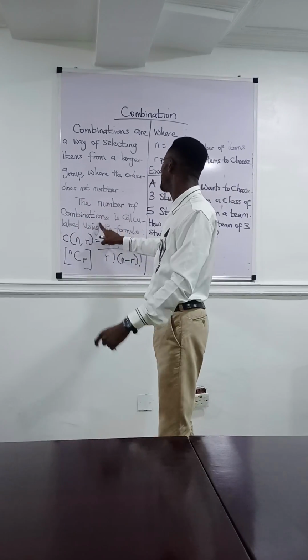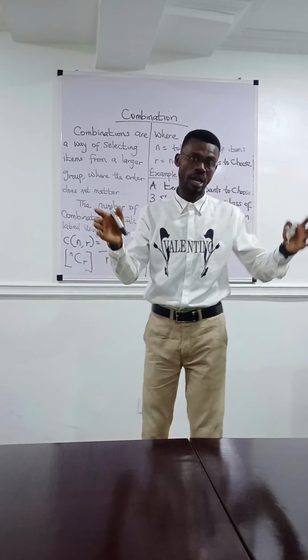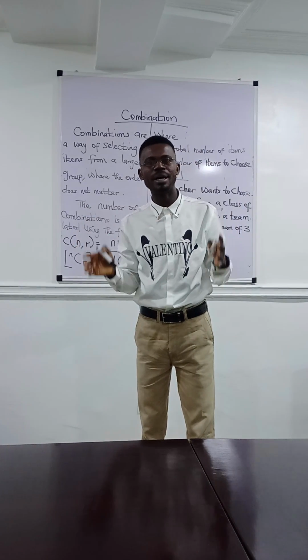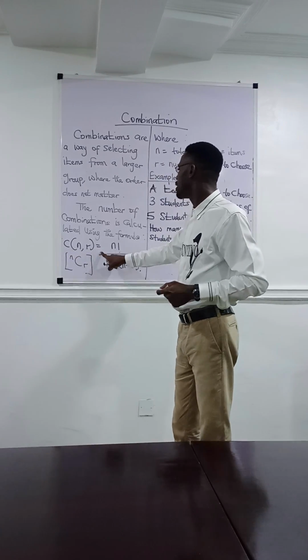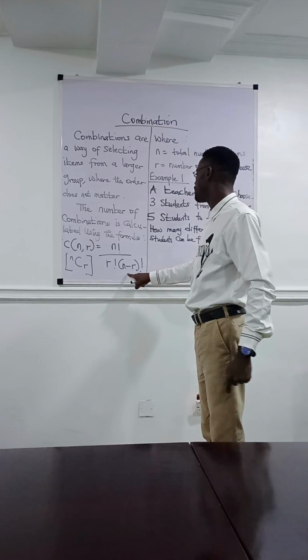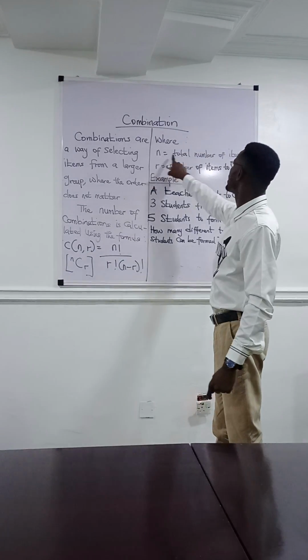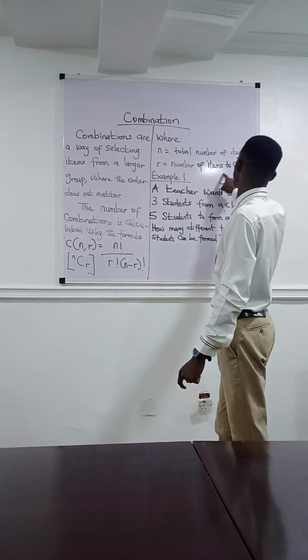Now look at this. I said the number of combinations is calculated using the formula. And just like we gave a formula for calculating permutation, we also have a formula in mathematics for calculating combination. Now look at this: nCr is equal to n factorial all over r factorial times (n minus r) factorial. Now what do we mean by this? Where n is the total number of items and r is the number of items to choose.